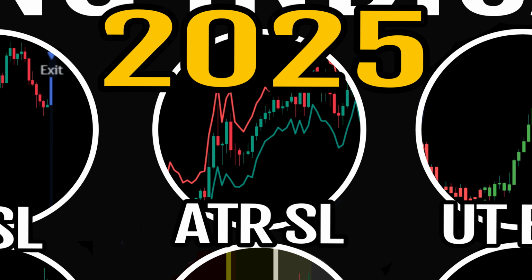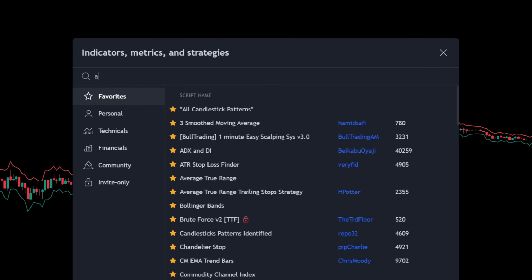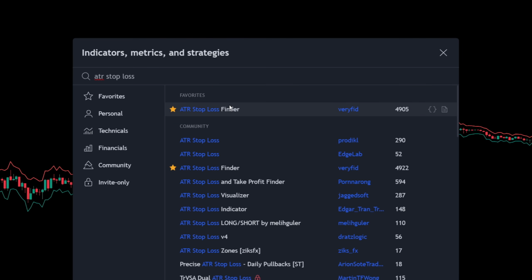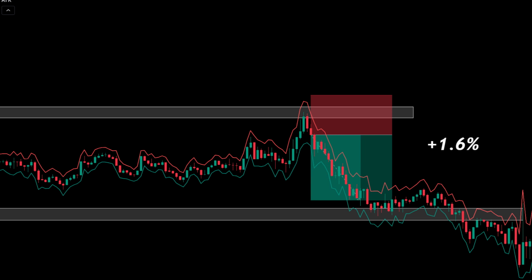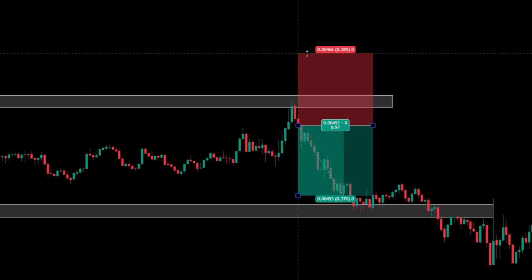Next up is the ATR Stop Loss Finder. To add it, search ATR Stop Loss Finder and click on this one by VeriFid. This indicator is a very simple one, but it can dramatically improve many traders' strategies. The stop loss is one of the most important elements of a strategy and is often overlooked.